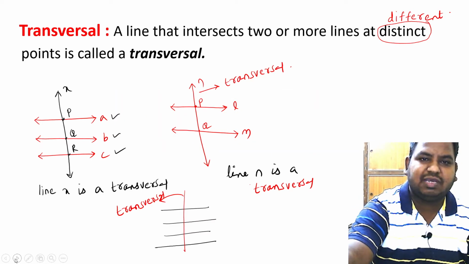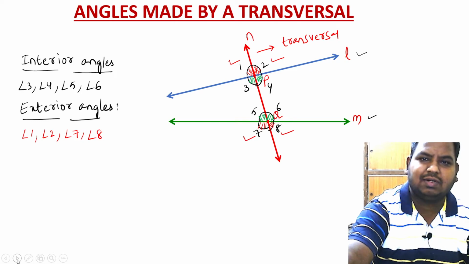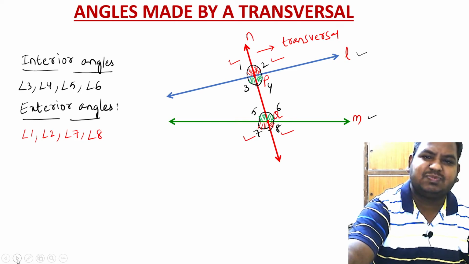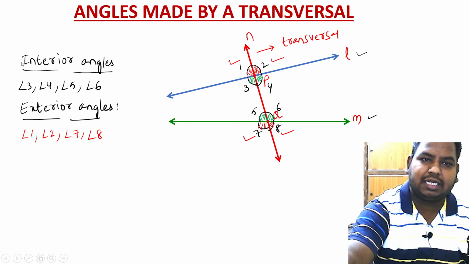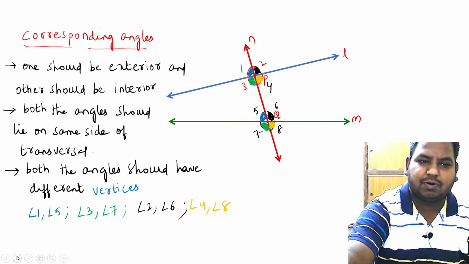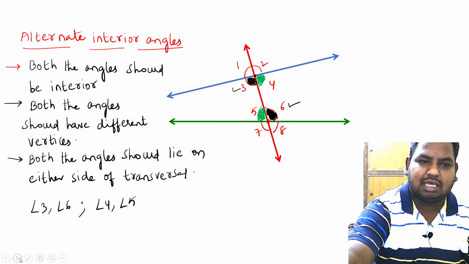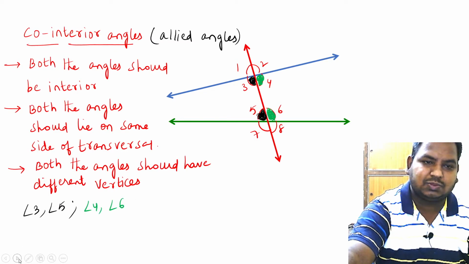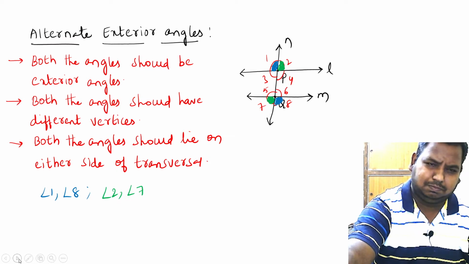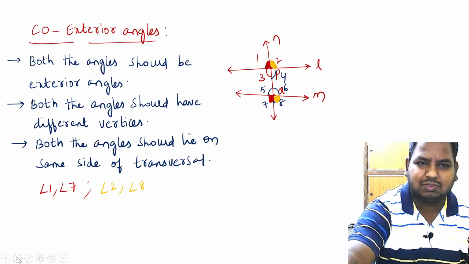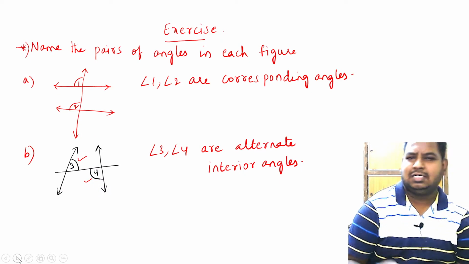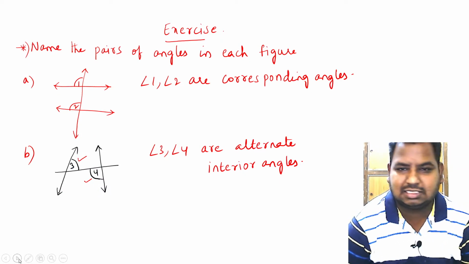In the previous video, we learned what is a transversal. We learned about angles made by transversal: interior angles, exterior angles, corresponding angles, alternate interior angles, co-interior angles, alternate exterior angles, and co-exterior angles. And we solved some simple problems based on this concept.